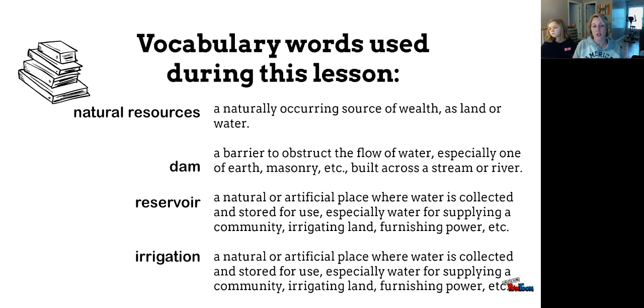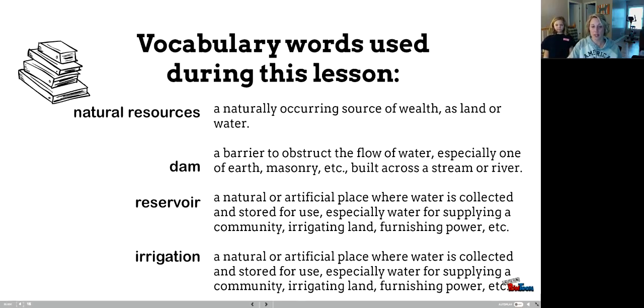So then we're going to look at dam, and that is a barrier to obstruct the flow of water, especially one of earth, masonry, etc. built across a stream or river. And the particular dam that we're going to look at today is between 2 canyons in Arizona. And it's also referred to as a reservoir, and that's a natural or artificial place where water is collected and stored for use. And we're going to learn about how the dam produces power and water. And then irrigation is a natural or artificial place where water is collected and stored for use. So those are the words we're going to use.